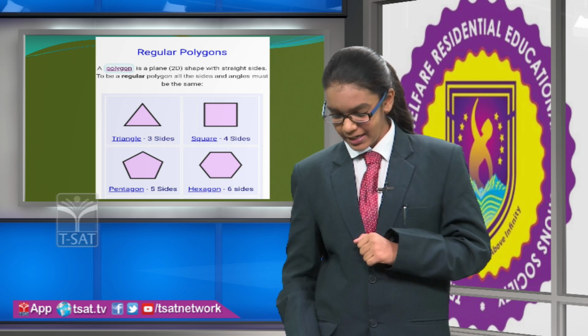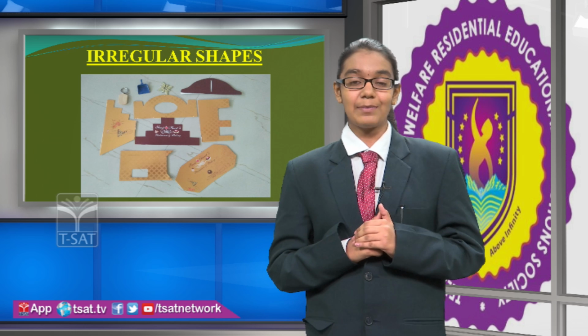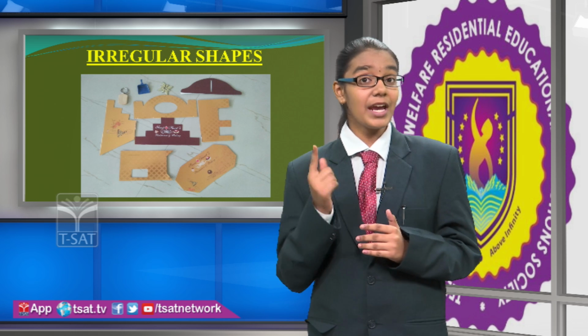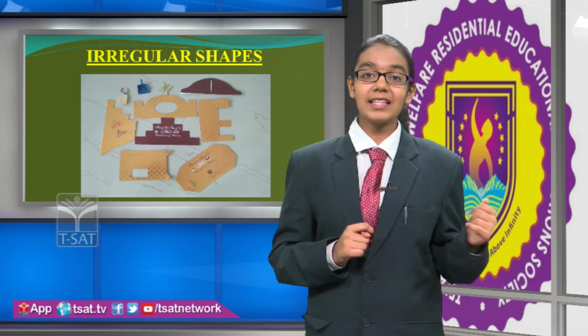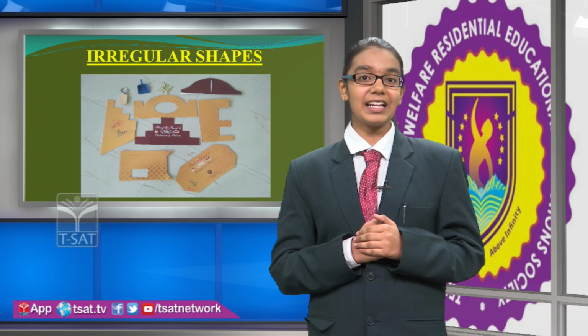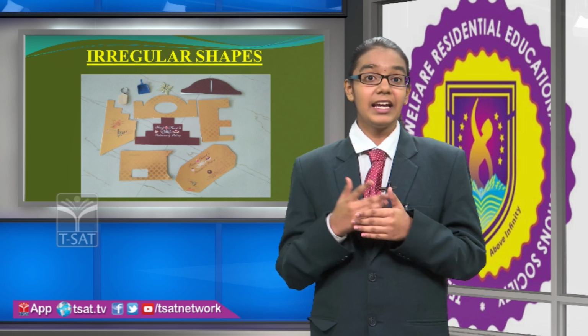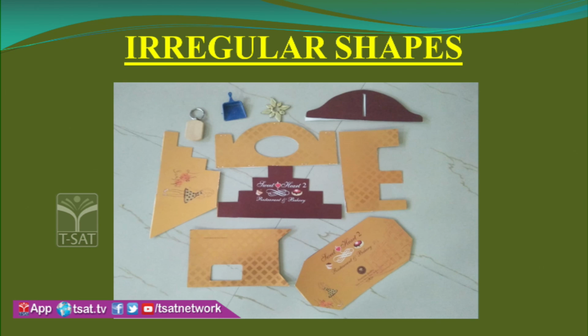Now, irregular shapes are quite the opposite of regular shapes. That means if a shape doesn't have all sides and all angles equal, we say that shape is an irregular shape. As you can see in many pictures on the slide, in all those pictures, all their sides and all their angles are not equal.